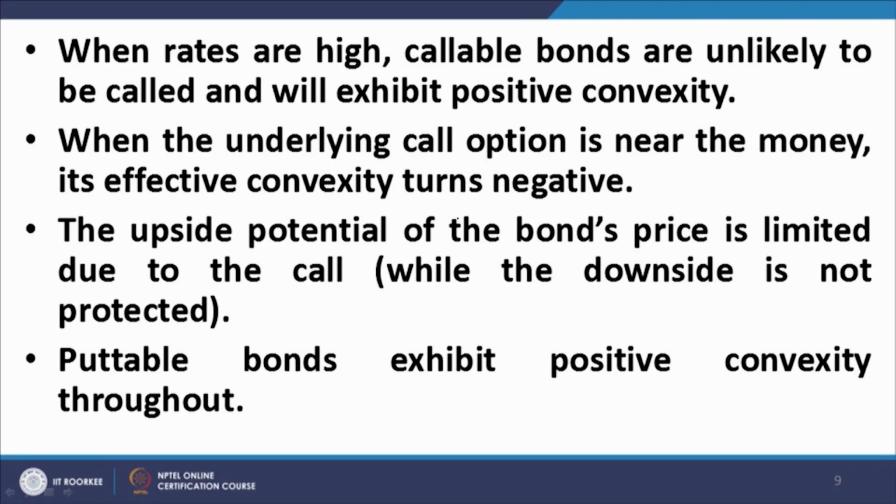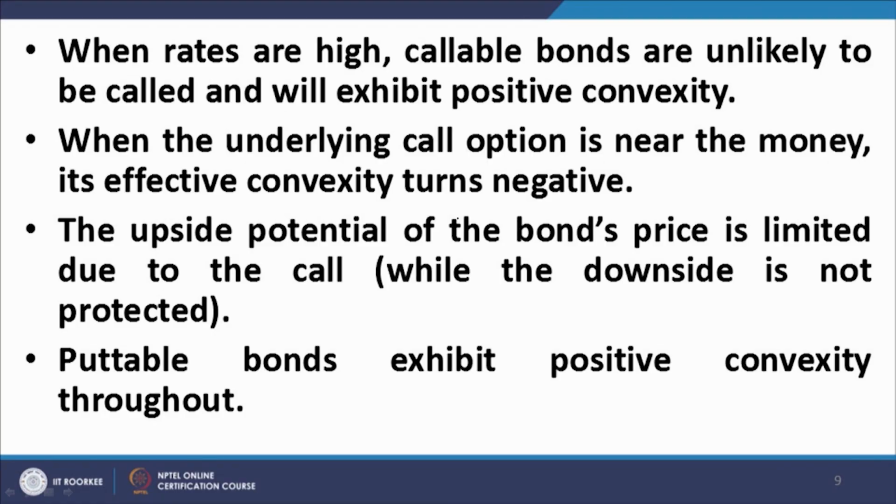When rates are high, callable bonds are unlikely to be called and will exhibit positive convexity. When rates are high, the prices will be low, and if the prices are low, it is unlikely that the prices reach the level of exercise price which will provoke the issuer to exercise the call option. This would be exercised only when the market price exceeds the exercise price, and if the market interest rates are high and the prices are low, the possibility of the prices reaching the exercise price will be lower, and correspondingly the possibility of exercise of the option would be less.